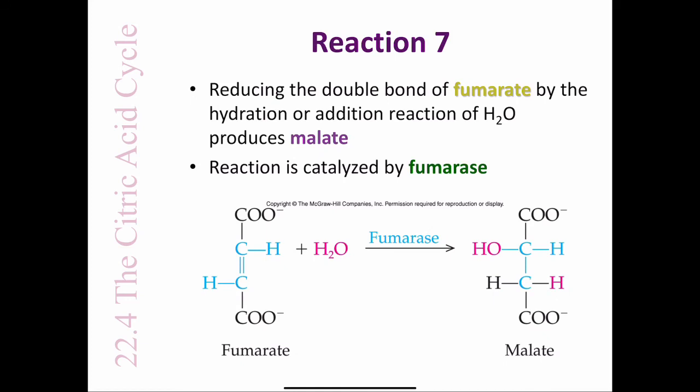In reaction 7, addition of water to the double bond of fumarate gives malate. The enzyme fumarase catalyzes this reaction. This reaction is a biological example of the hydration of an alkene to produce an alcohol.